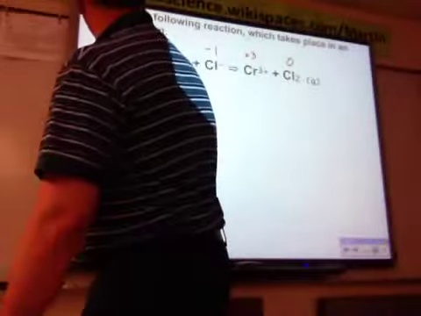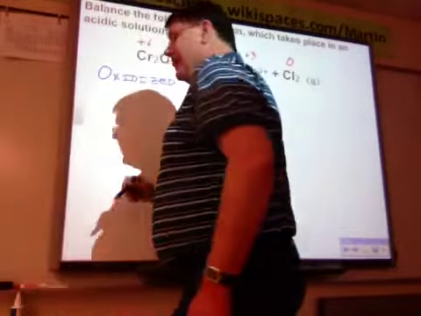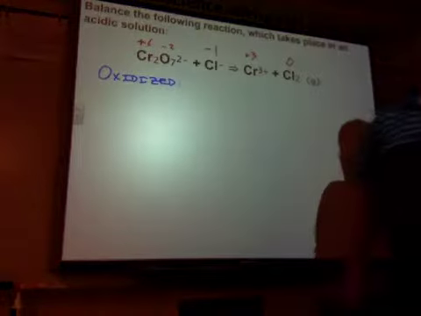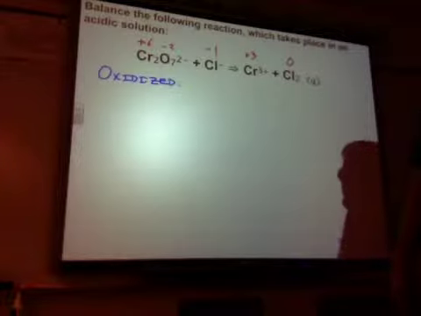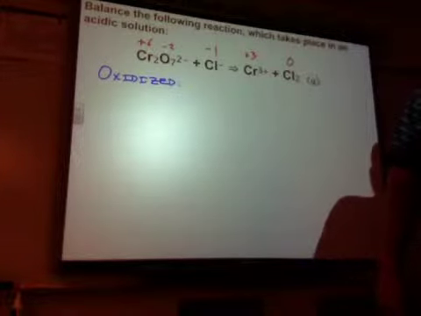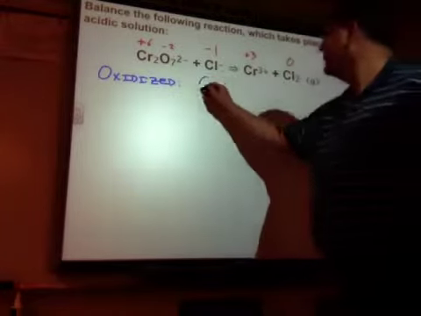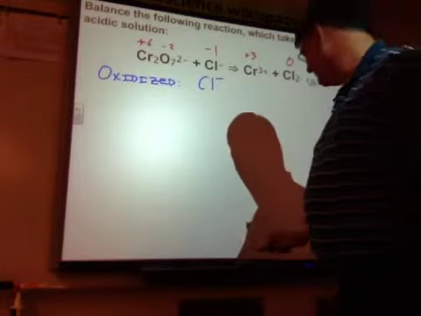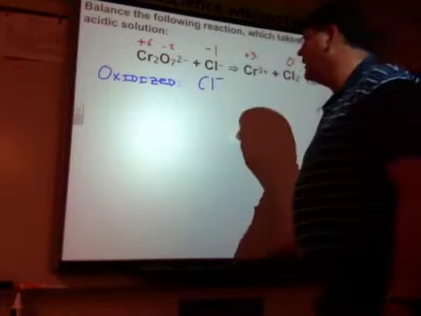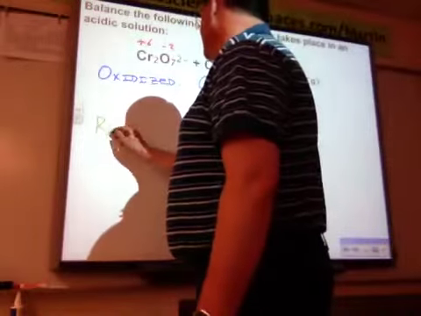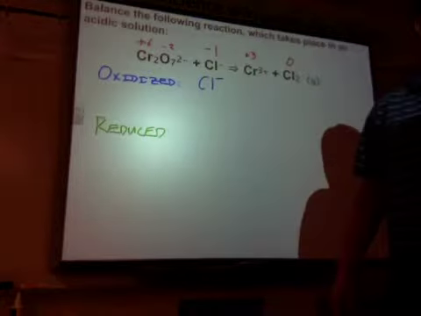So we need to ask ourselves these questions. What is oxidized? In other words, what has its charge being increased? Chloride ion. Okay? We're going to leave a blank space here because we're going to write something else in here in a moment. What is being reduced? What's being reduced here?